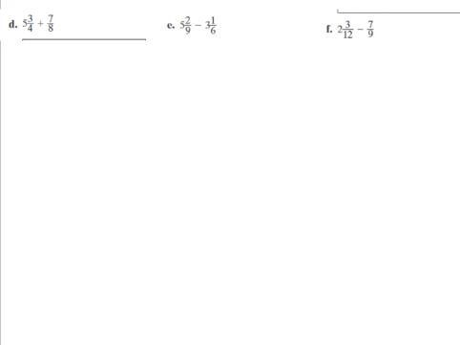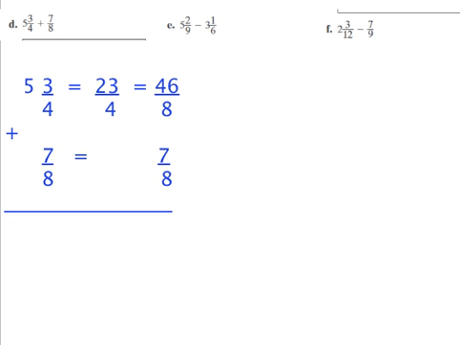I want to show you another way to solve mixed number problems. You can change them to improper fractions. That's what we're going to do with the next 3 examples. Another way that you can add or subtract mixed numbers is you can change them to improper fractions. This works very well if you have to borrow or regroup.